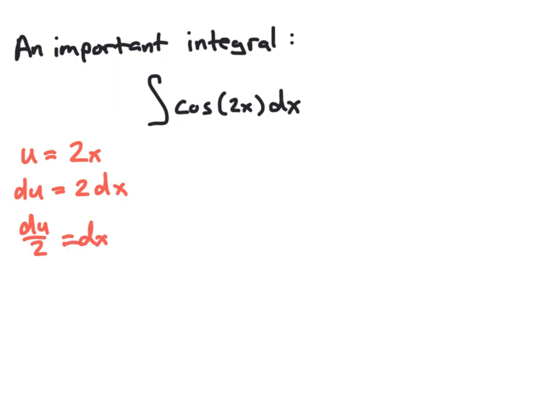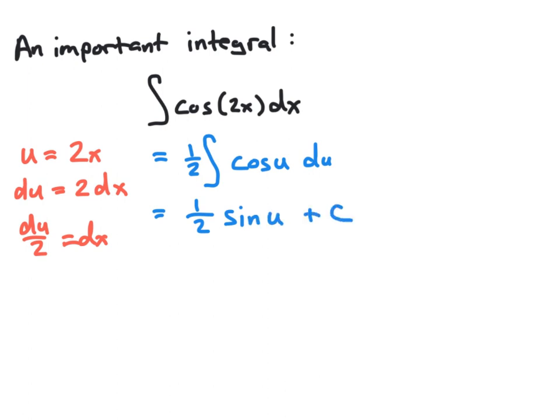We can now substitute everything into our integral, and we're going to get the integral of cosine of u du, and the 1/2 can be pulled out front. We can then find an antiderivative of cosine of u, which we know to be sine of u. And as with any substitution, the last step is to go back to the variable x. And so we get 1/2 sine of 2x, all plus c.